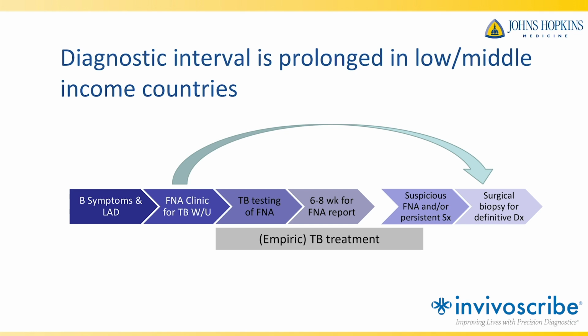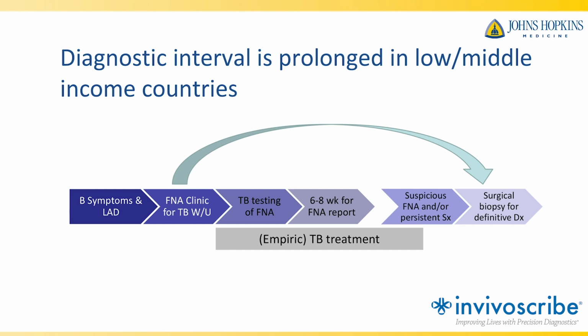For example, our colleagues there have noted that the typical diagnostic workup of HIV patients with B symptoms and lymphadenopathy is that they will go to an FNA clinic. And the main purpose of the FNA clinic is actually to test for TB, because TB is the number one cause of death in HIV individuals. It's a very high public health and morbidity and mortality concern. And so the aspirate goes for a molecular analysis for TB, and the patients are typically put on empiric TB treatment in the meantime.